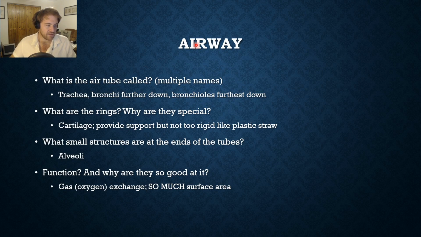Okay, airway. What is the air tube? The trachea. And the bronchi. And the bronchioles, right? So it's trachea, and then it's bronchi, and then it's bronchioles, where it gets very small.